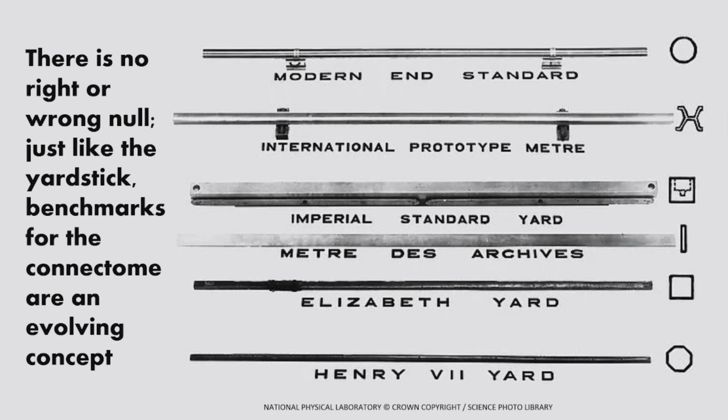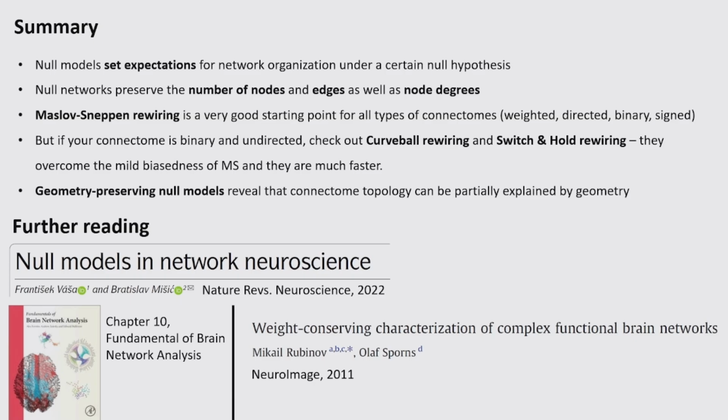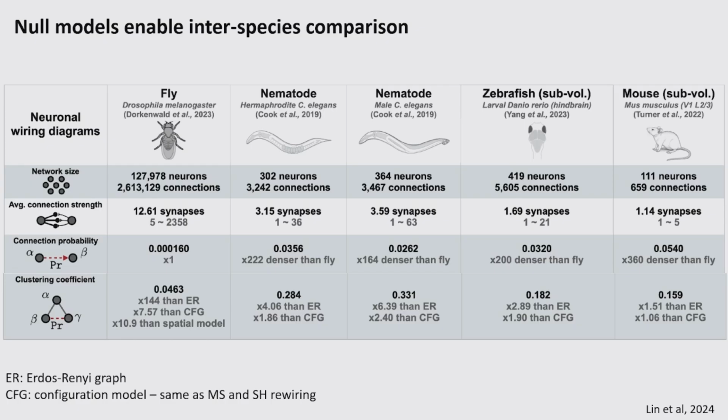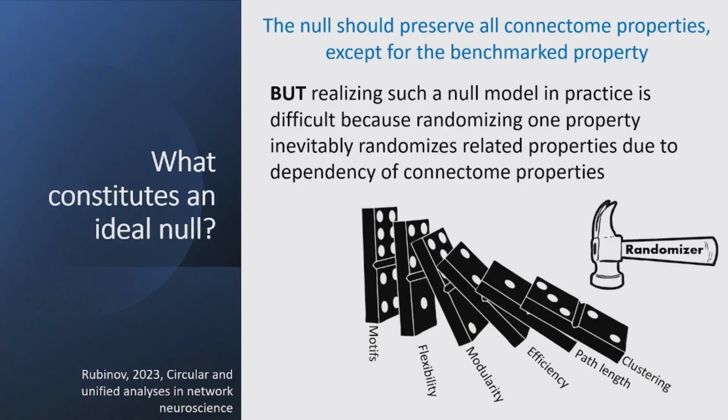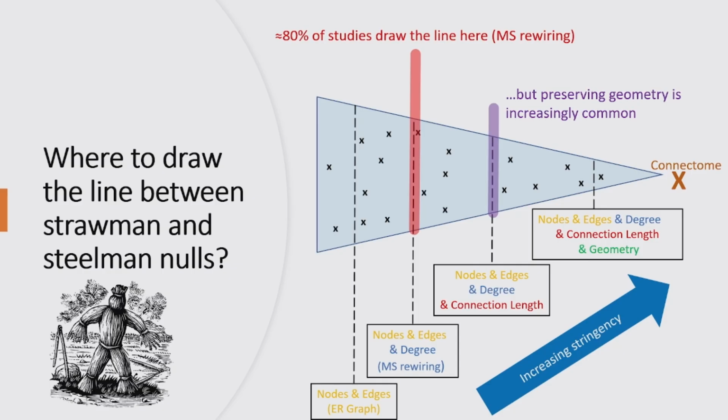Yeah, I guess even the way that, I'll try not to spend too much time flicking through slides, but in this conceptualization here, I've shown that we have node edges and degree, and then I've added connection length. This is just a timeline of how nulls have evolved in the field, but there's no reason why in another world it might not have been that geometry came first, and then we went on and preserved node degree. So there's no fundamental reason, it's just the way that this has evolved in our field.